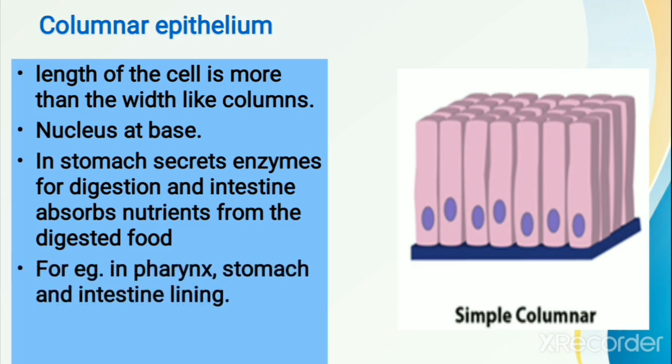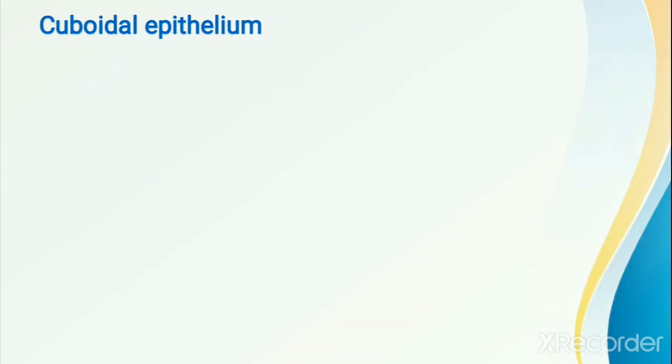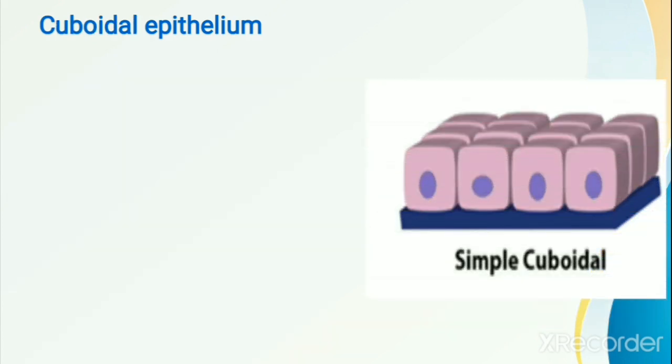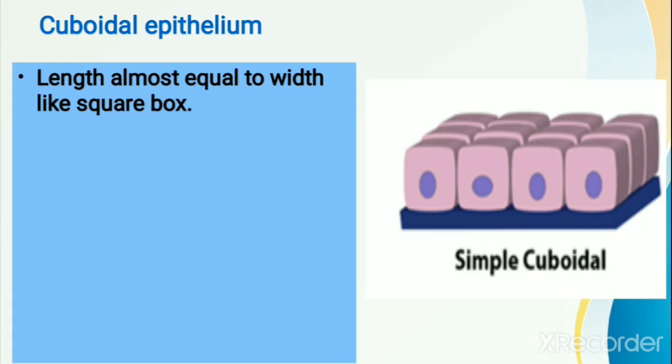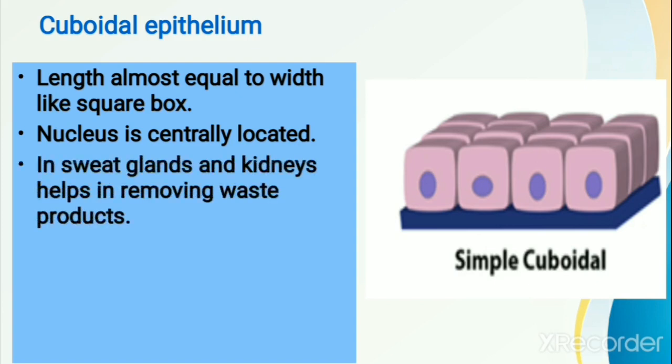Okay, and even they are also present in the pharynx region. So these are the second type of the epithelial tissue, that is columnar epithelium tissue. Now the third is cuboidal, where the shape of the cells is just like a cuboid or square shape. Means the length is almost equal to the width, just like a square box, and their nucleus is centrally located, and they are present in kidneys and even in the sweat glands.